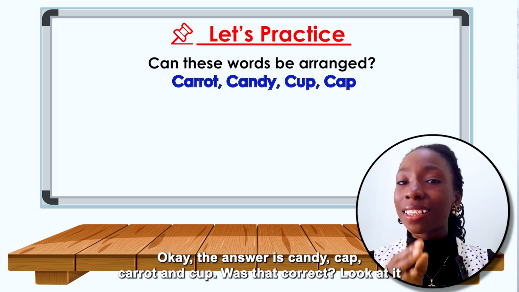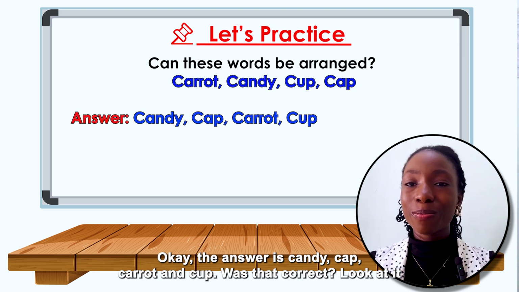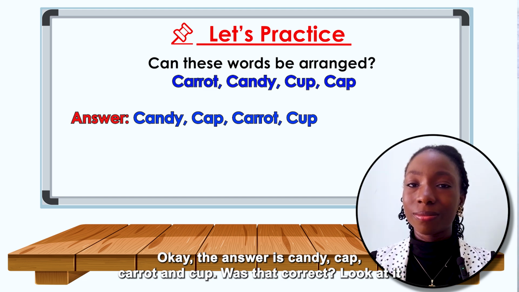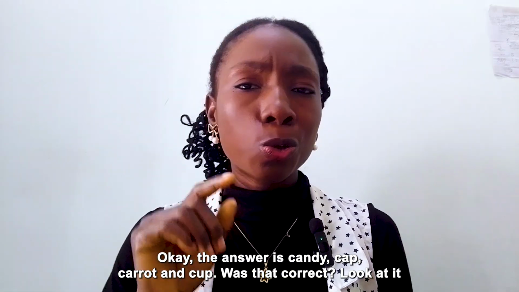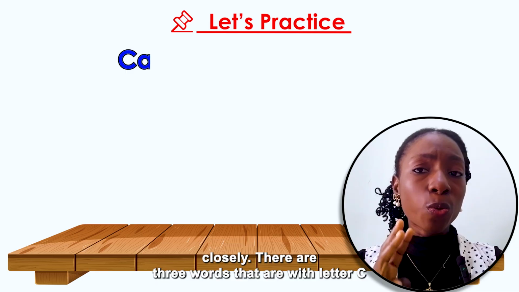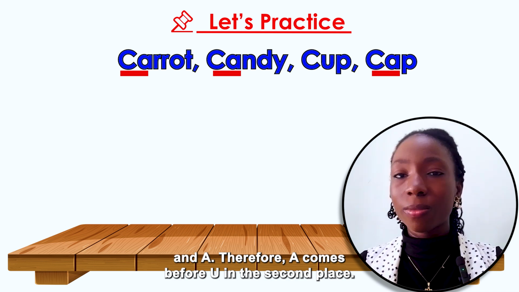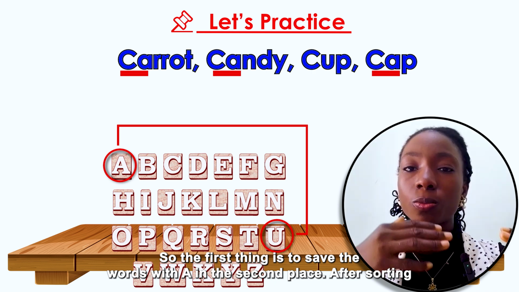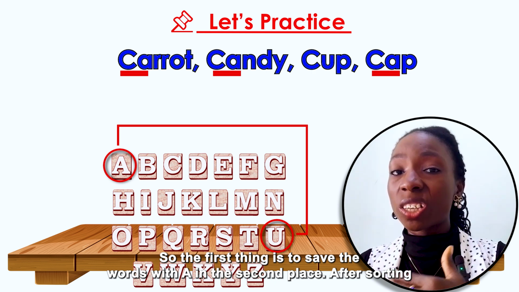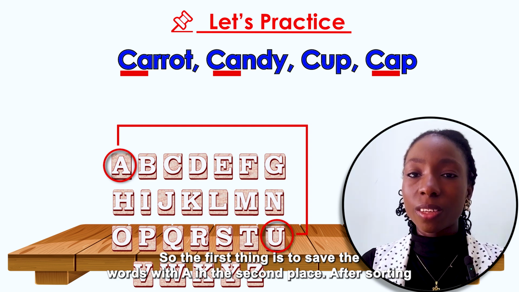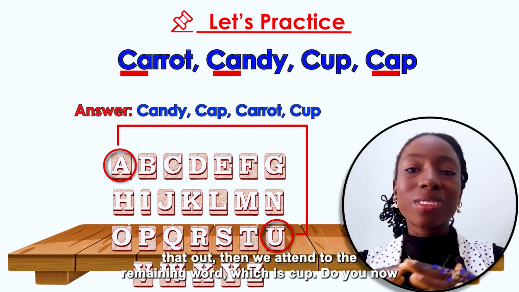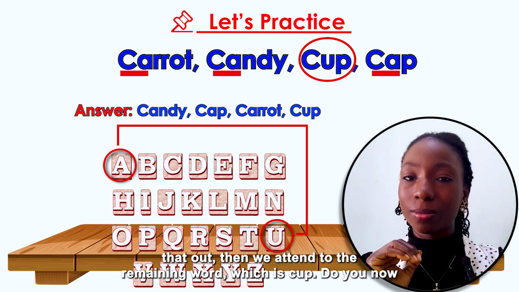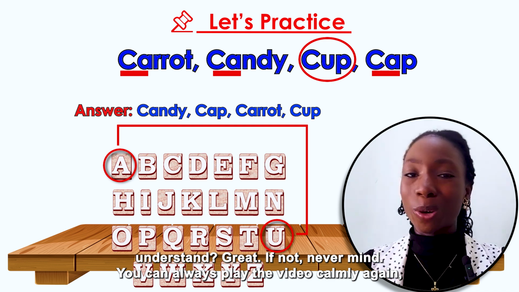Okay, the answer is candy, cap, carrots, and cup. Was that correct? Look at it closely. We have three words starting with letter C and A. Therefore, A comes before U in the second place. So the first thing is to sieve the words with A in the second place. After sorting that out, then we attend to the remaining word, which is cup. Do you now understand? Great.